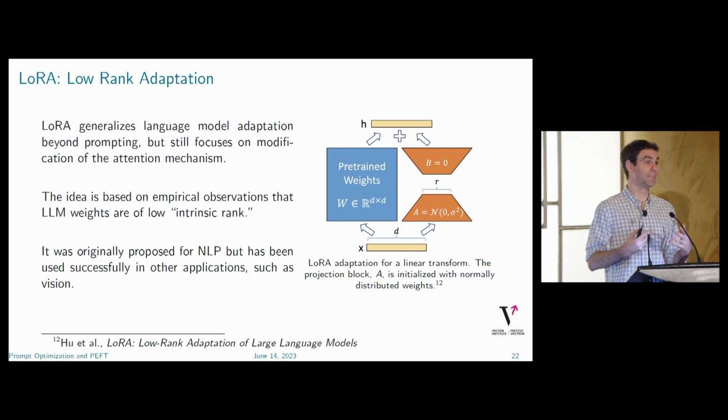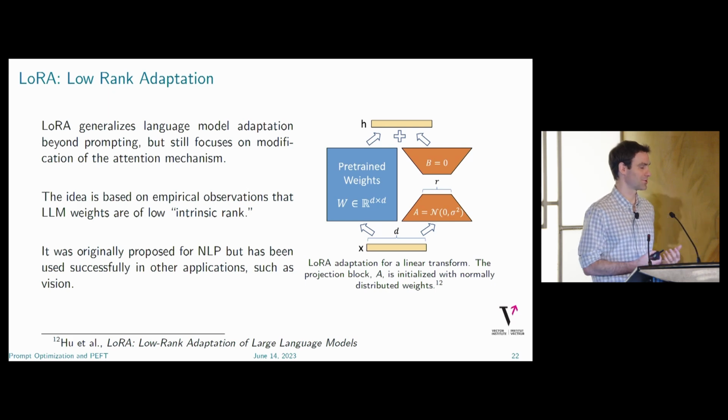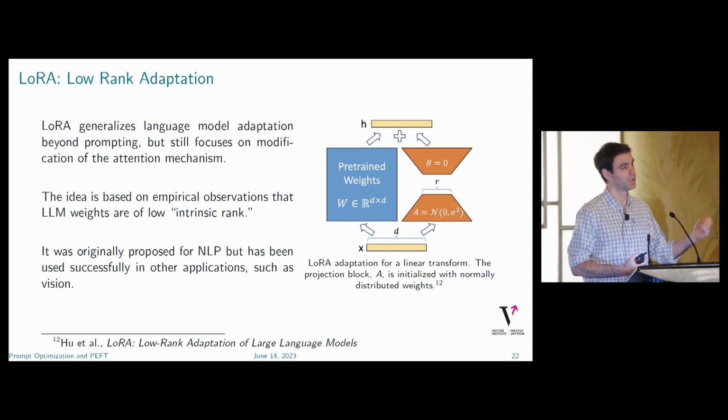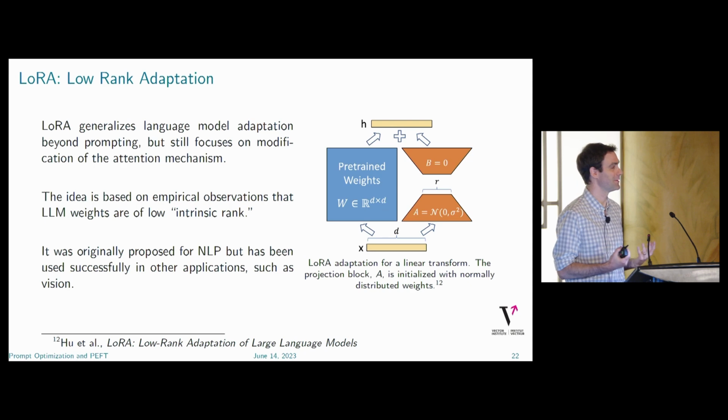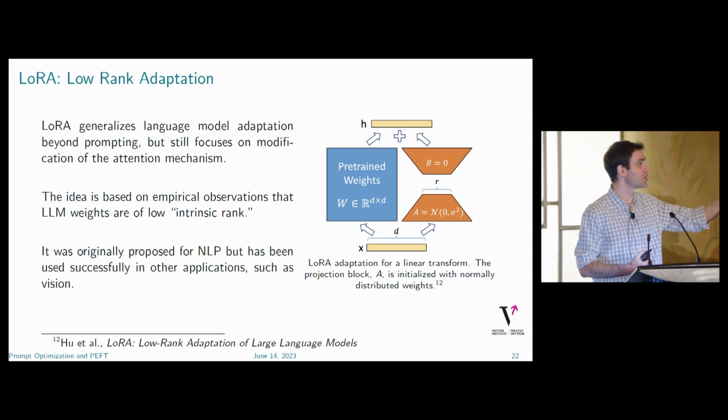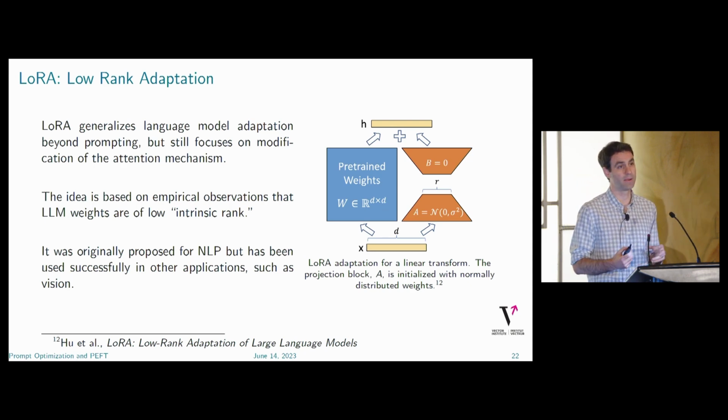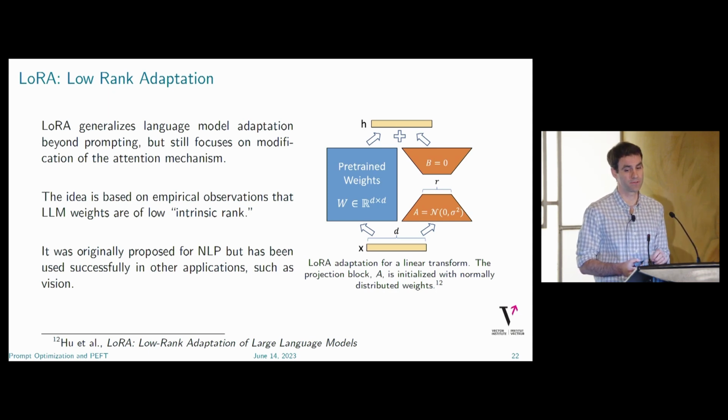All right, so now we're going to leave prompting behind as we left discrete prompting behind earlier in the talk. And we're going to talk about purely parameter-efficient fine-tuning approaches. So you might have heard of LoRA. It's fairly famous now. It generalizes the idea of language model adaptation past prompting and actually adds in a reparameterization of each of the layers, but it still focuses on manipulating the attention of the transformer.